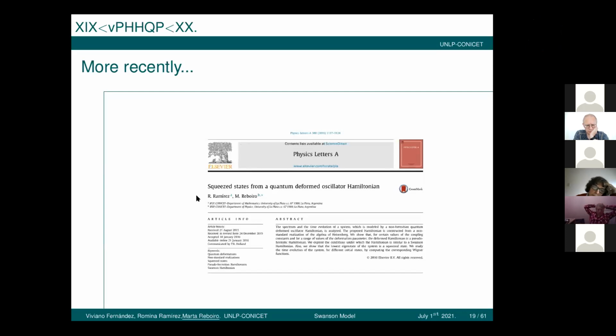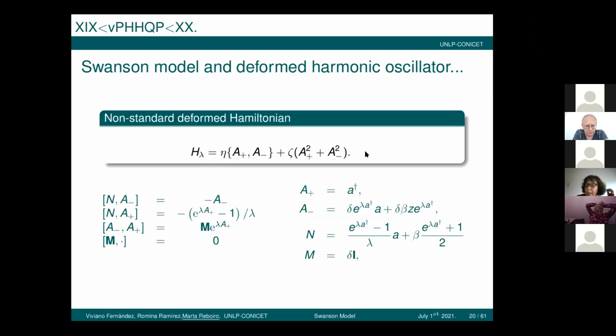Sometime more recently, we began to collaborate with Romina Ramirez, and we looked at this Hamiltonian again, but in the spirit of non-Hermitian dynamics. We say, well, we have this Hamiltonian, it comes from a non-Hermitian algebra in the sense that A plus and A minus are not Hermitian conjugates. We have this boson realization of this algebra.